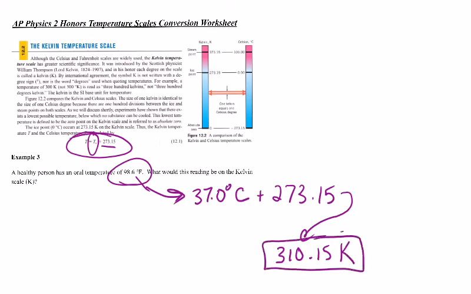and you are done. So your body temperature is 98.6 degrees Fahrenheit, 37 degrees Celsius, or 310.15 Kelvin. And that would be a healthy person.